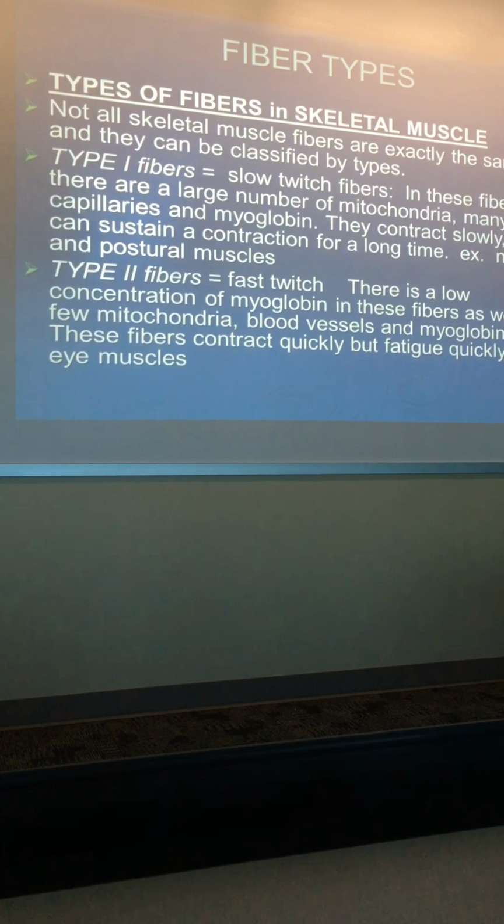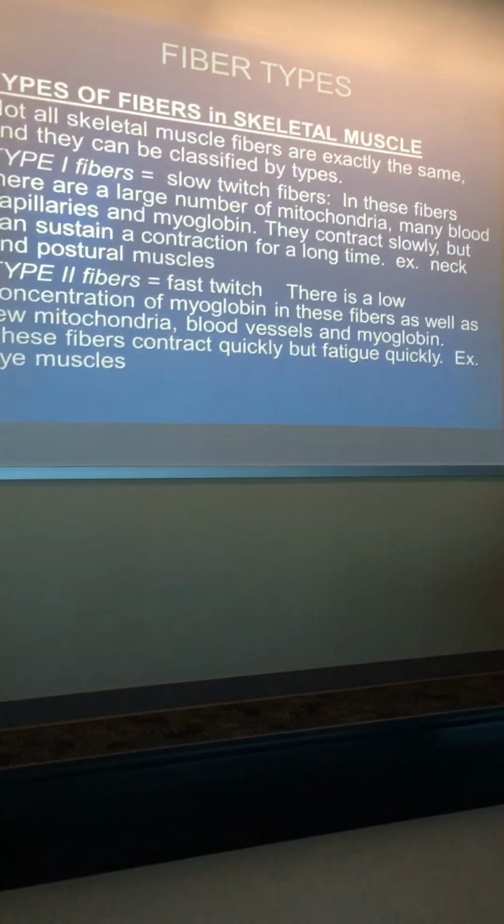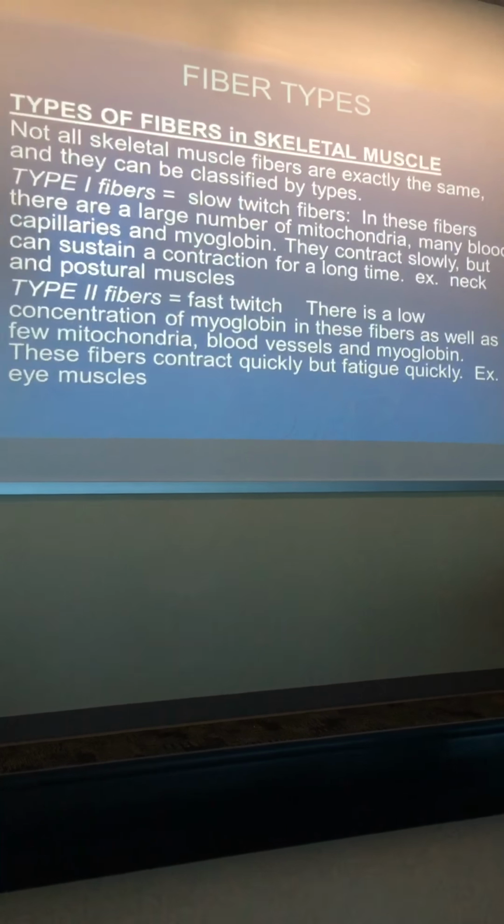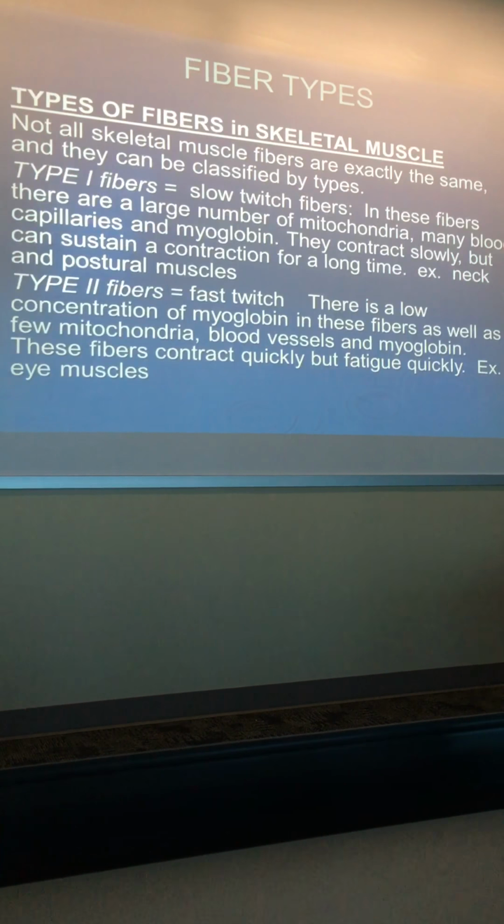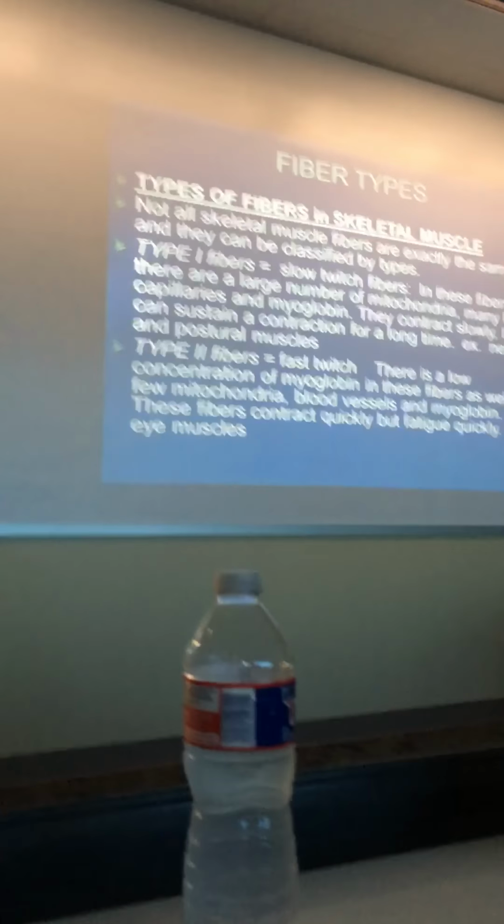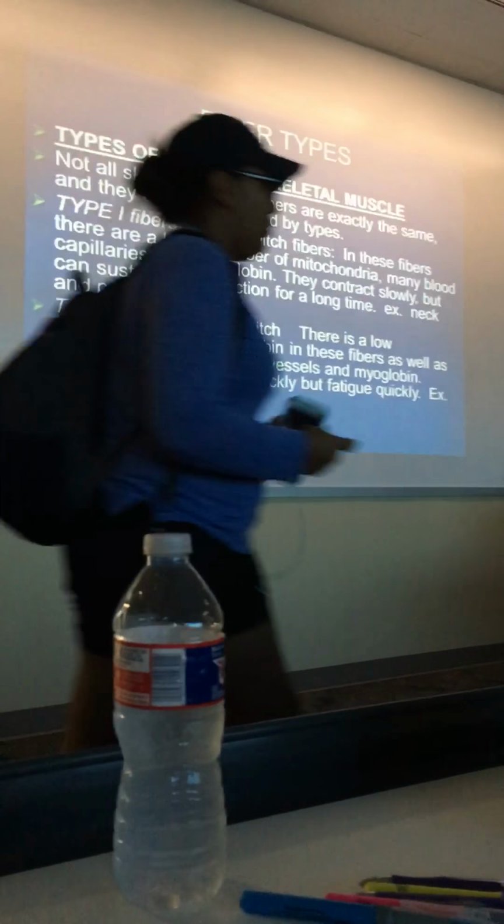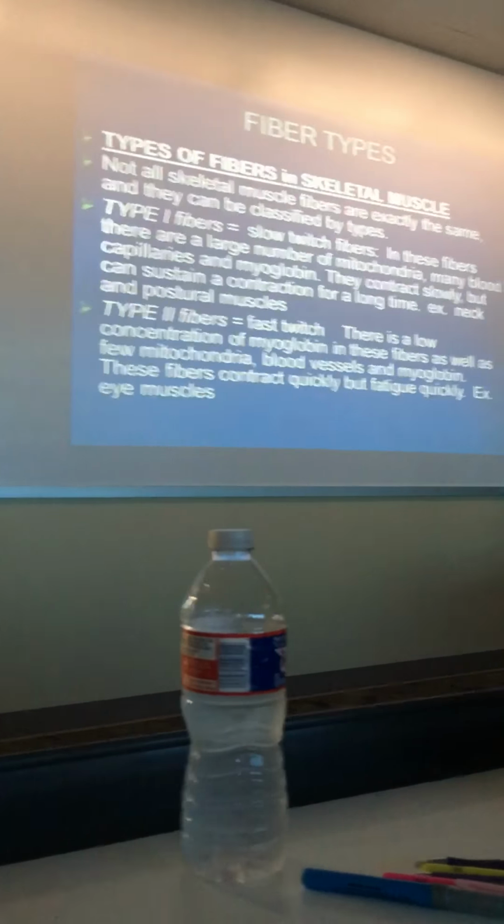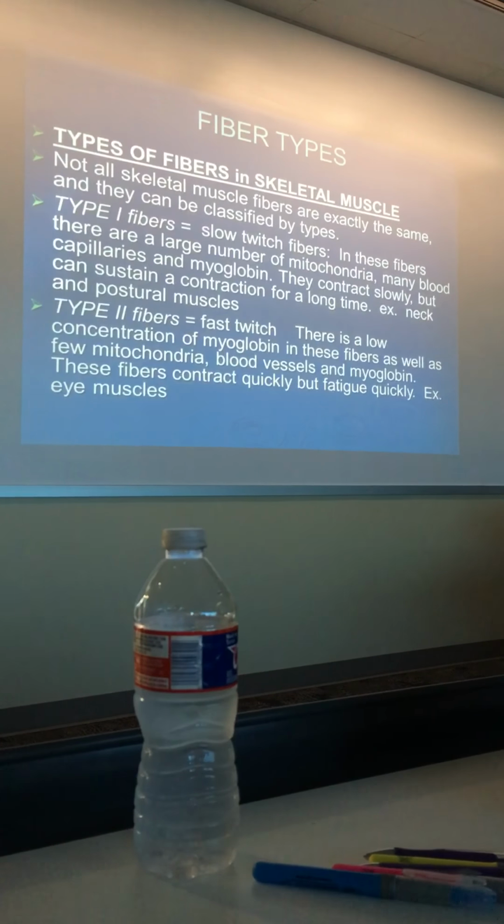You need to know the difference between type 1 and type 2 muscle fibers before I begin running my mouth. You notice type 1 muscle fibers are slow twitch, in which they're going to have a large number of mitochondria, and these are going to be your postural muscles because they contract for a long period of time, whereas type 2 muscle fibers are fast twitch. You're going to notice they're going to have fewer mitochondria. They're going to fatigue very easily. That's why you rub your eyes, because those muscles get tired real quick.